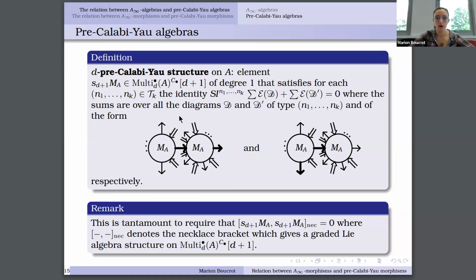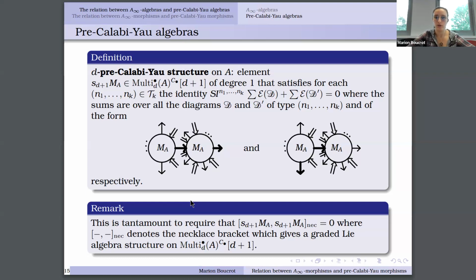So if we sum over all the diagrams of a given type, which are of this form, namely with 2 MA and with a bold outgoing arrow on this MA, and also sum over all the diagrams of the same type, N1 to NK, let's say, with now the bold arrow on this MA, we ask this sum to be 0. We have a generalization of the Stasheff identities, which give, if they are satisfied, a pre-Calabi-Yau structure on A.